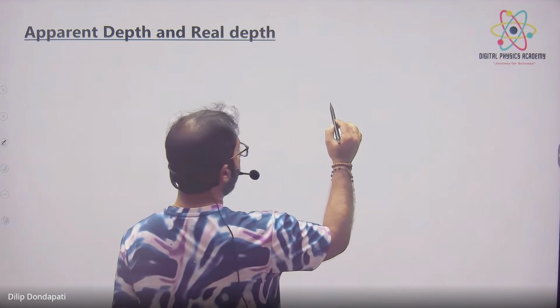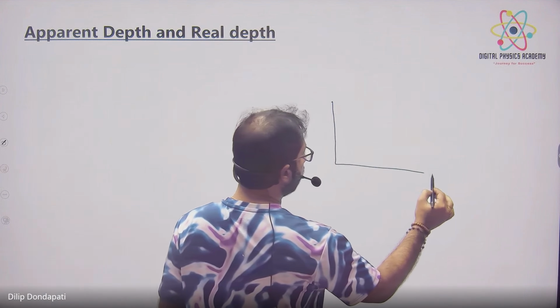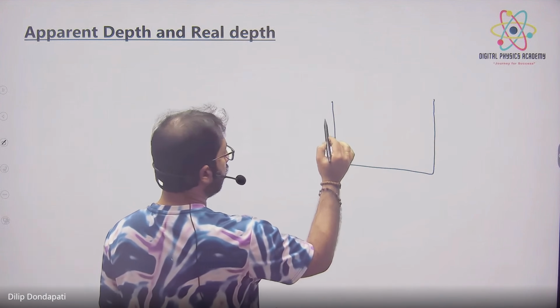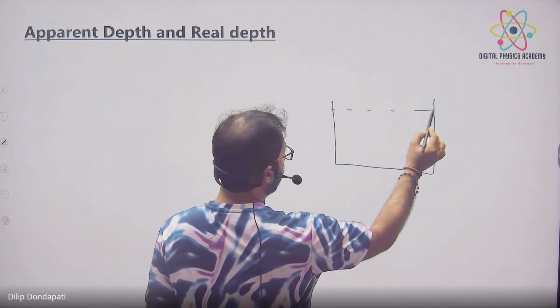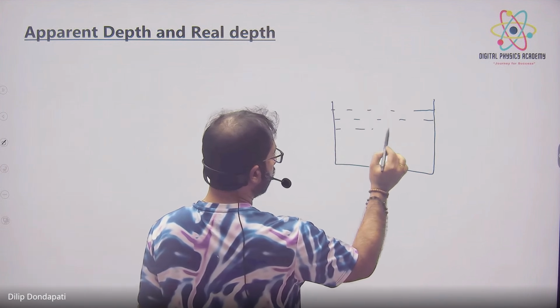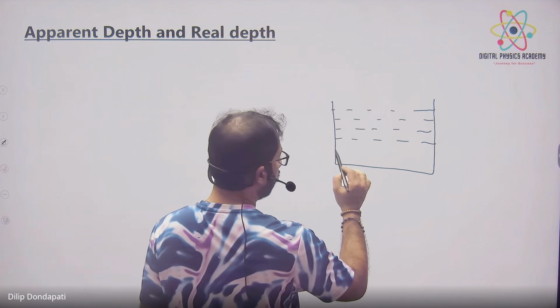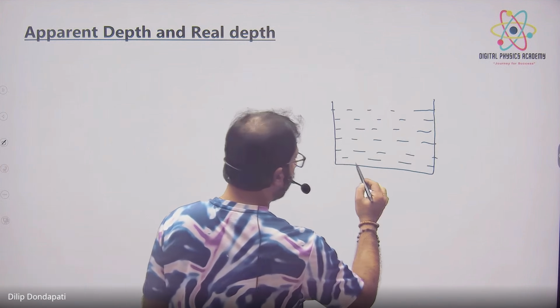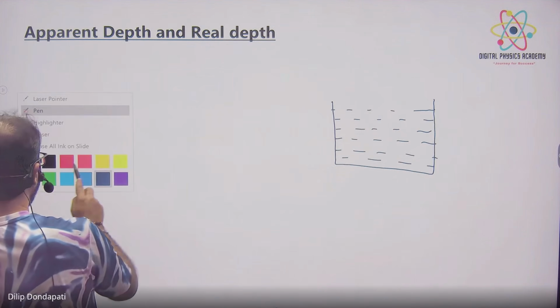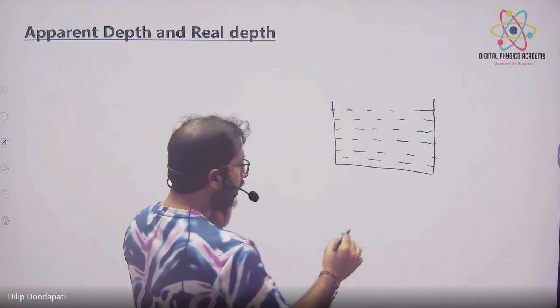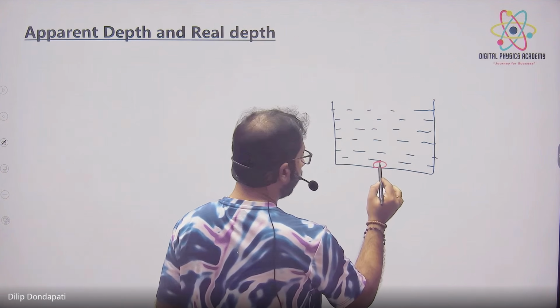Suppose मान लो this is एक कंटेनर है. कंटेनर में पूरा पानी है. Water is there. Okay. Now here there is a coin object है.